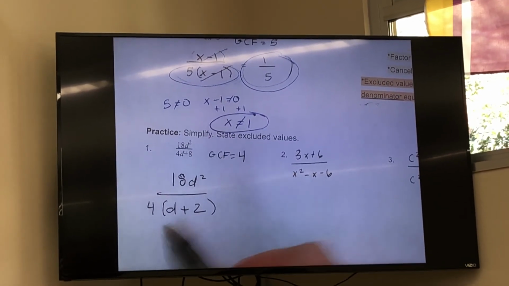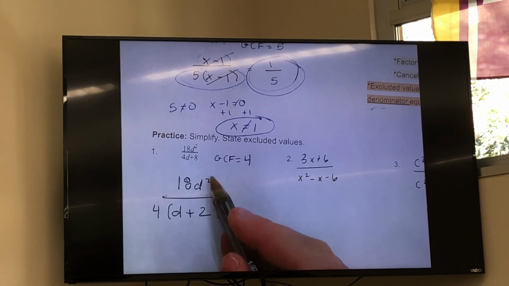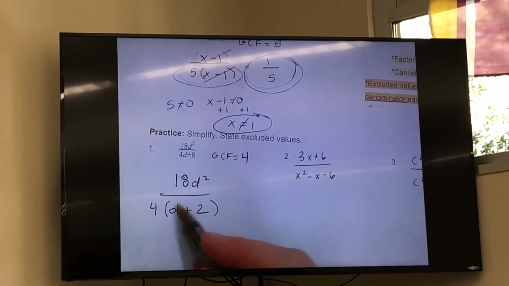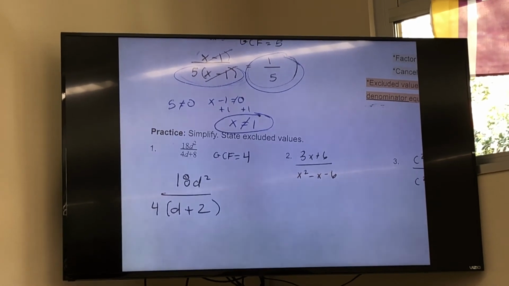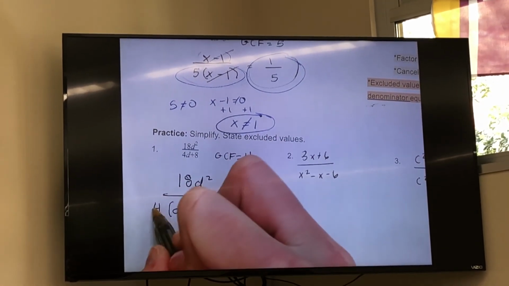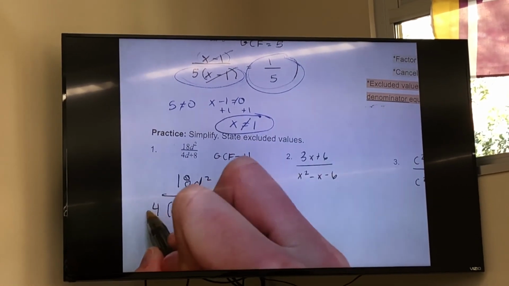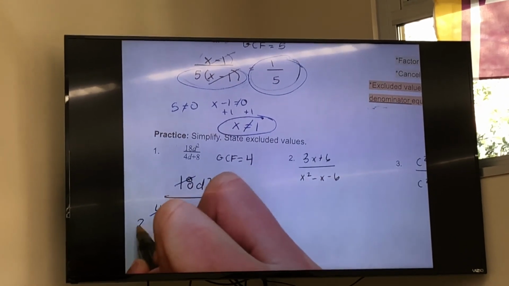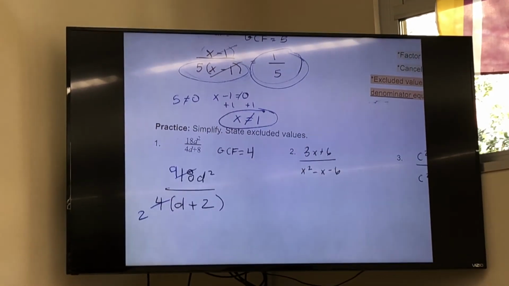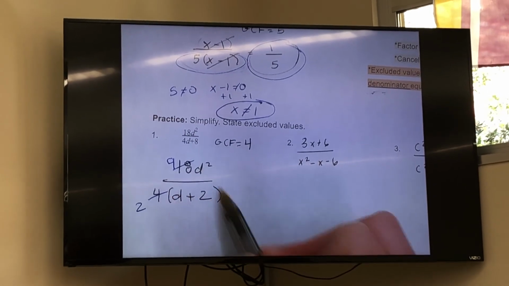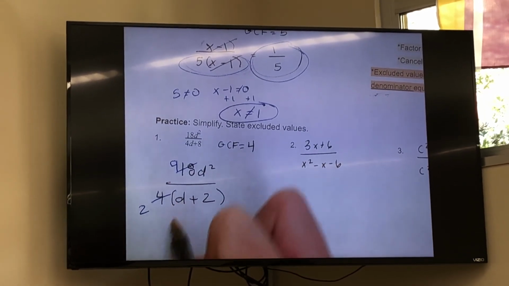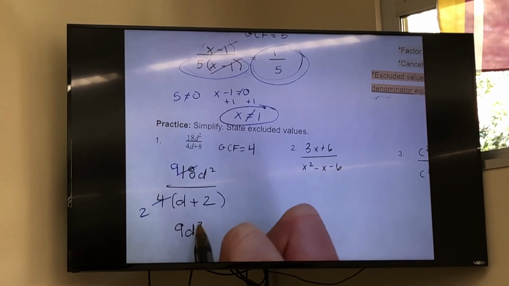Nothing I can do with the d plus 2. There's no d plus 2s over here. I can't cancel the d separately. Remember that, this is a group. These are stuck together. But I can cancel my 4 and 18. Between 4 and 18, 2 goes into both. So then I'll be left with 2 and a 9 here. That's all I can do from there. Again, I can't cancel these d's because this is a group added to the 2. So on the top, I still have a 9 and a d squared.